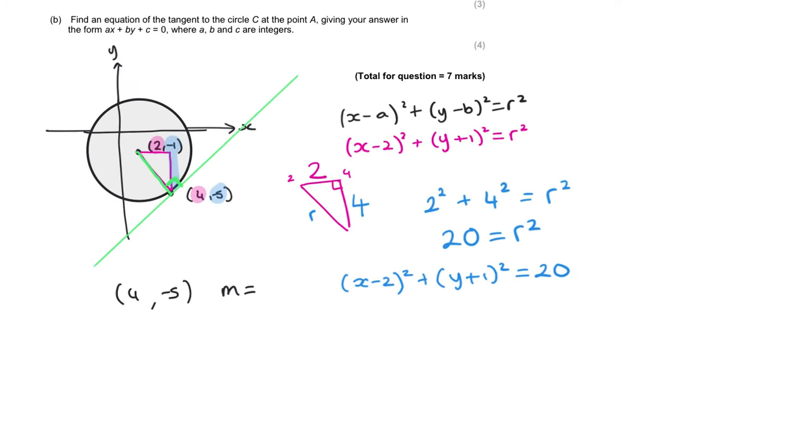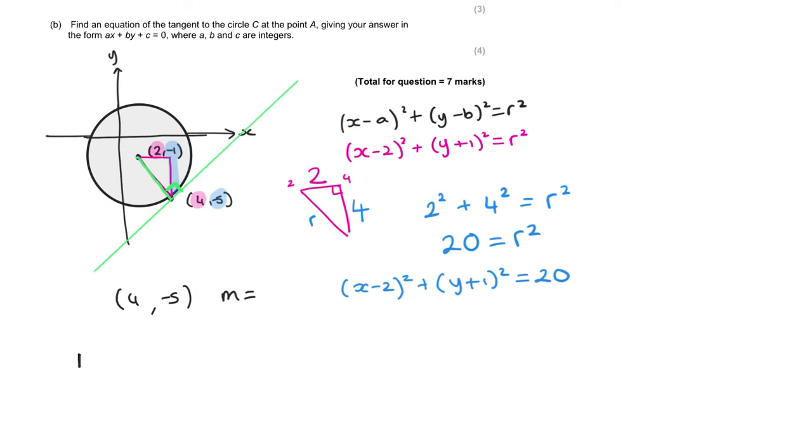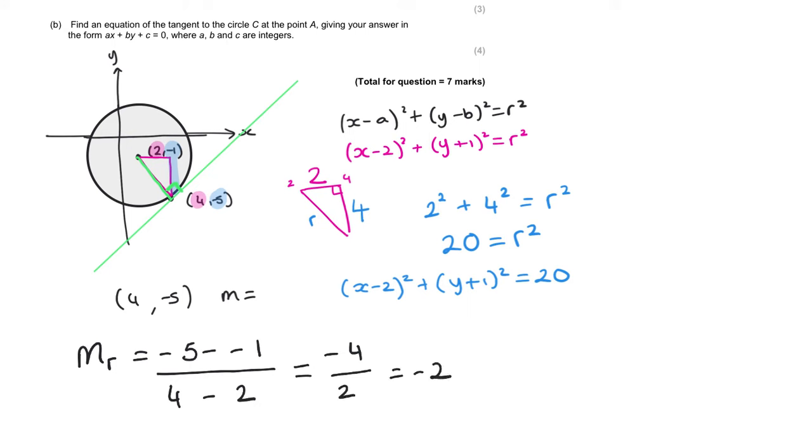So, if we have 2 points, how do I find the gradient of the radius? Yeah, y2 minus y1, so −5 minus −1 over x2 minus x1. So −5 minus −1 is −4 over 2. This is going to give me negative 2. So if that's the gradient of the radius, how do I find the gradient of the tangent? Negative reciprocal, which is positive a half.